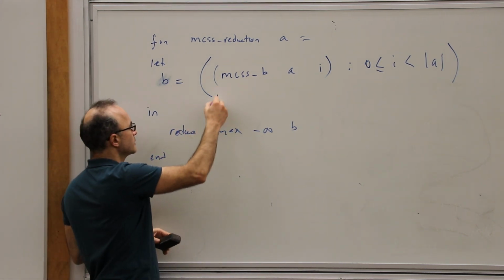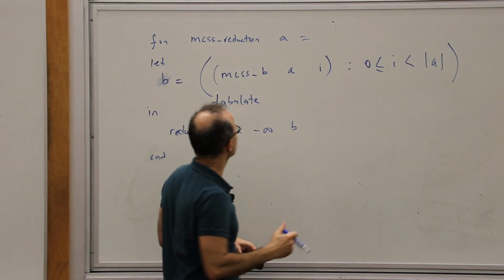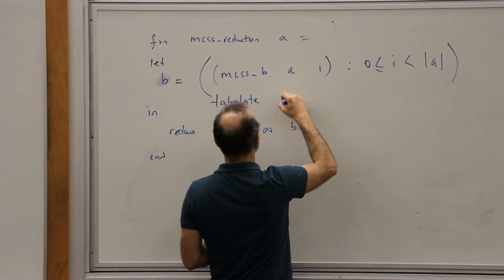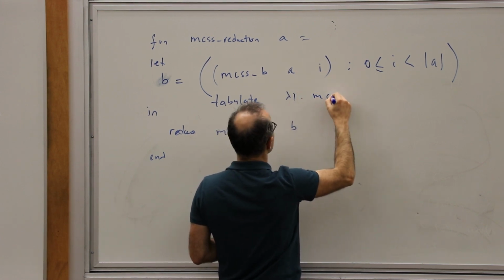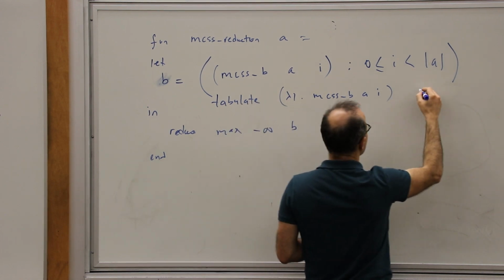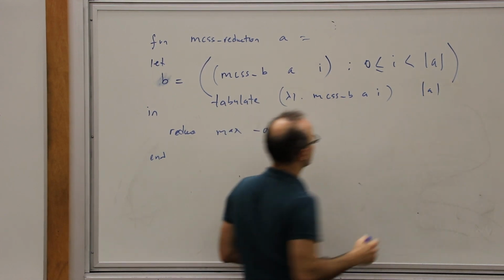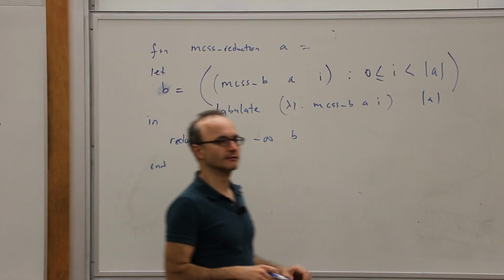If I have to write it in our function, we would do this. Tabulate, lambda I calls MCSSB AI, and then length of A. That's the translation of that function, just syntactic sugar. And then we do a reduce max.